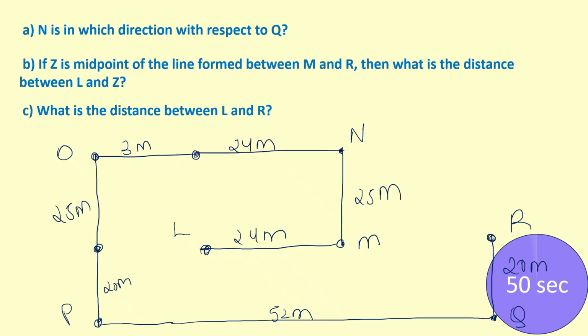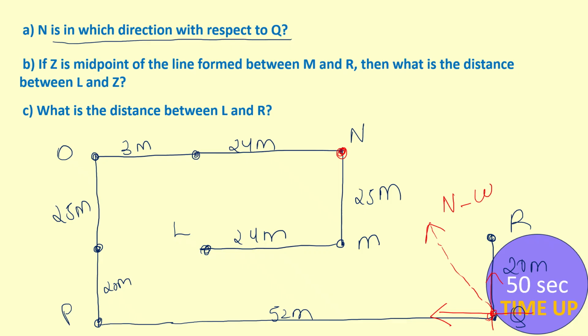Okay, this was the diagram. So the first question they have asked: N is in which direction with respect to Q? Q is here, correct? So this is north, this is west. So N is here, and your Q is here. Which direction is this? This is the northwest direction. So the answer to this question will be northwest. Hope you got this right.